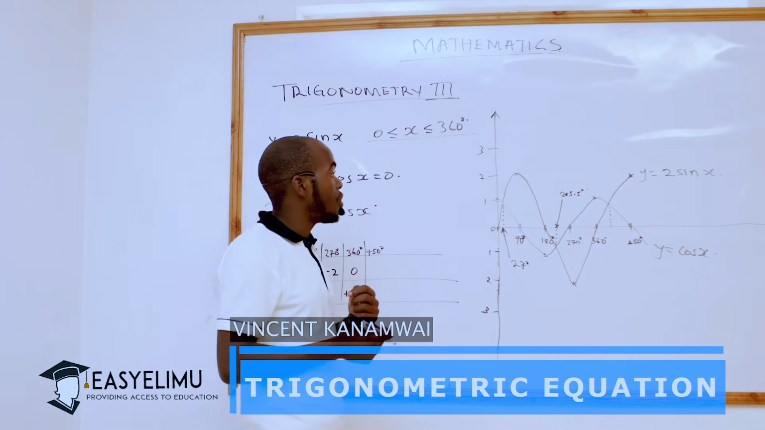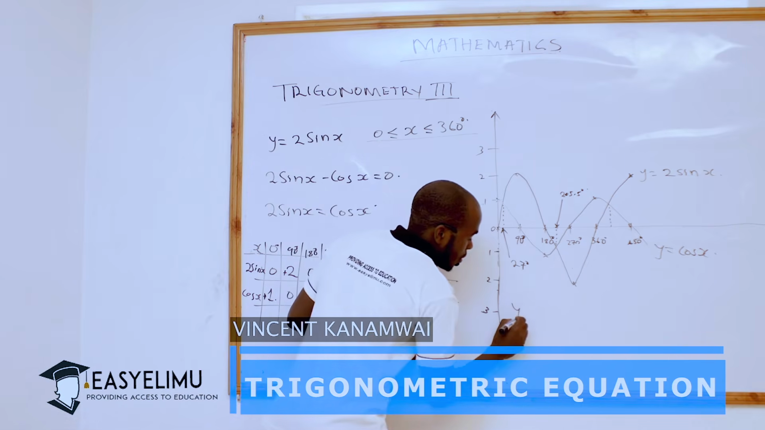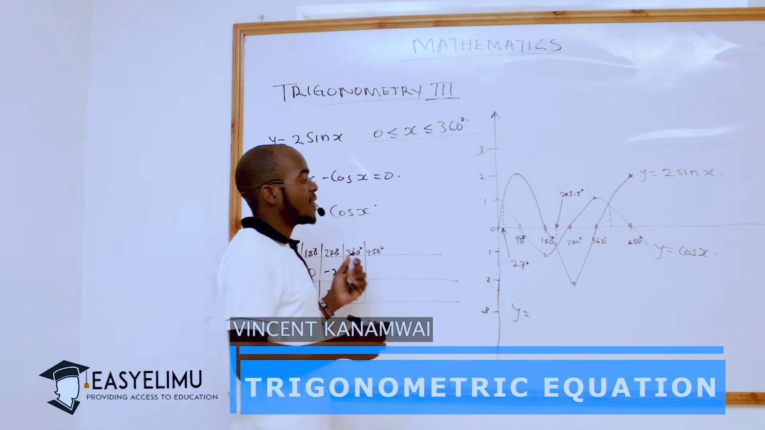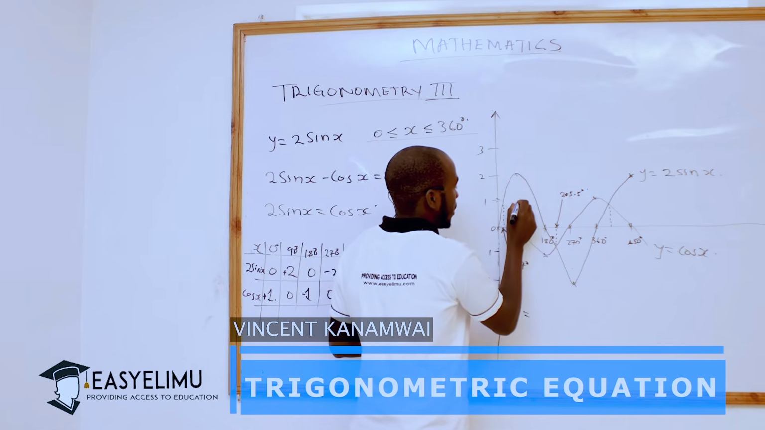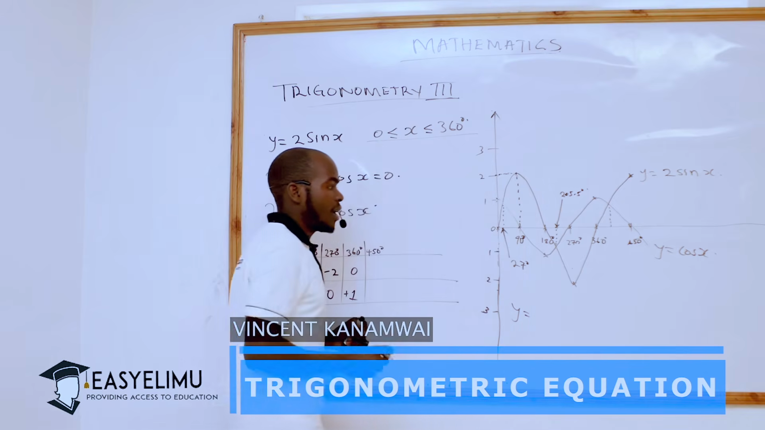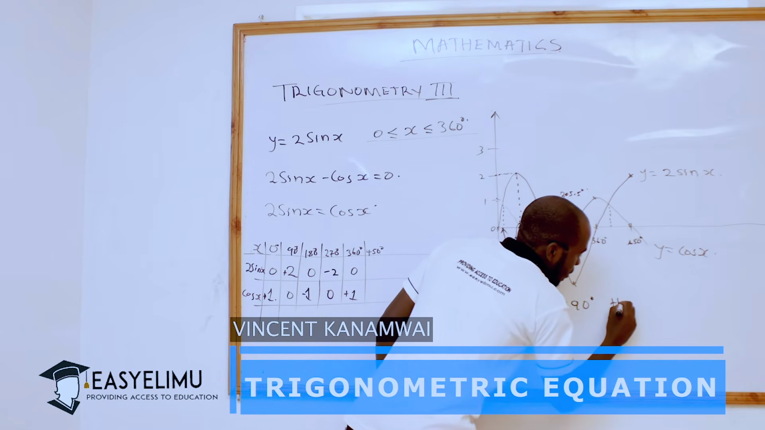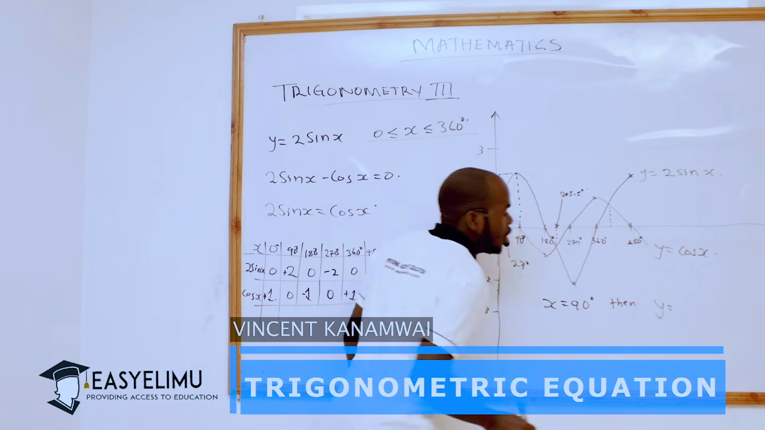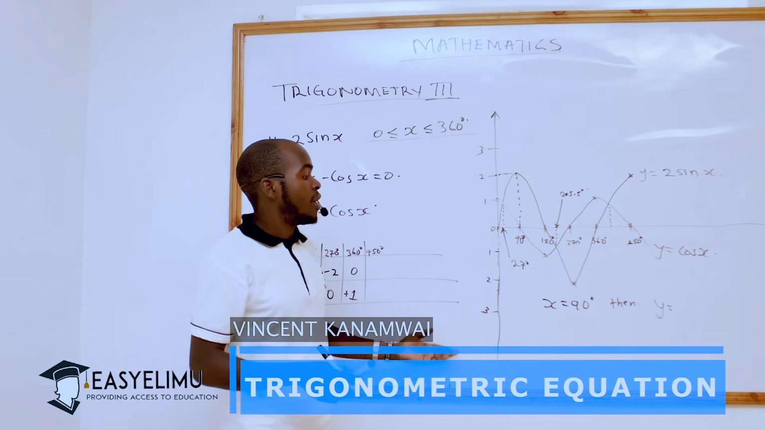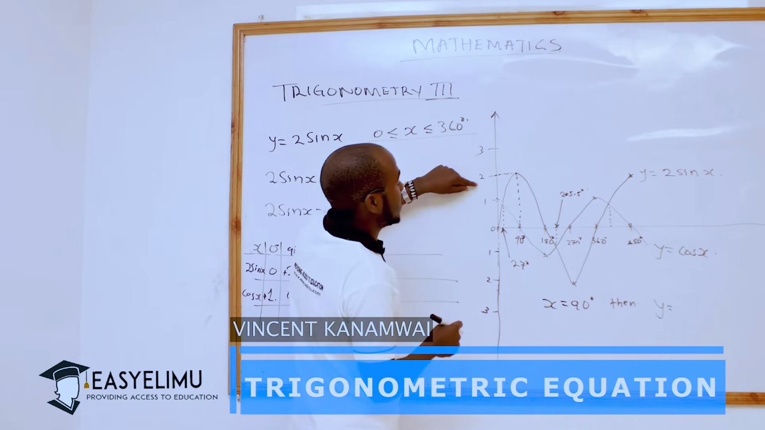Sometimes you may be told, find the value of y when, for example, x is 90 degrees. When x is 90 degrees, you come here and dot that way. So if x equals 90 degrees, then y will be equal to... it depends on what variable you are given. If you are given y, then you have to find x. But if you are given x, like in our case here, where x is 90 degrees, then we come here and find the value of y.